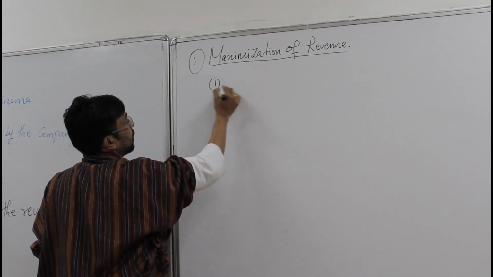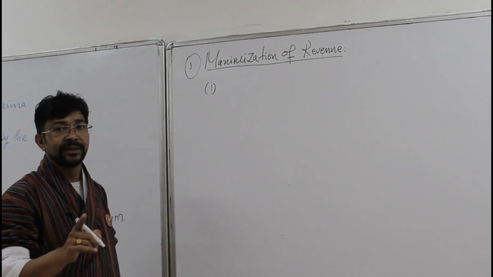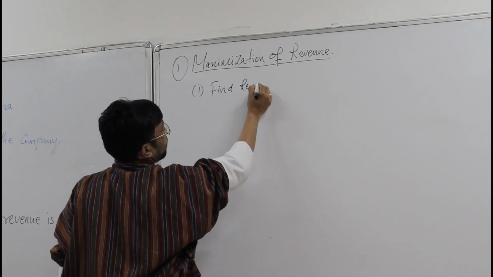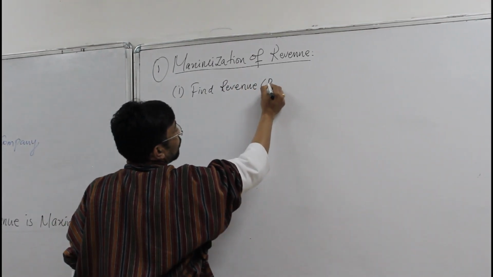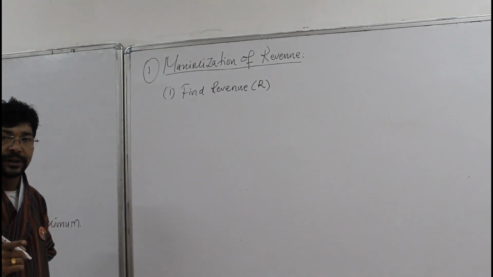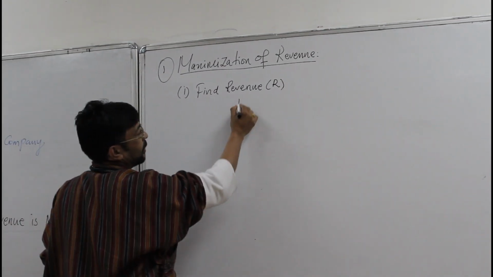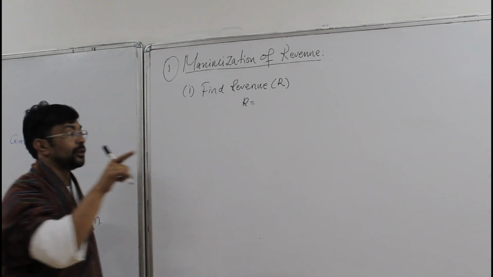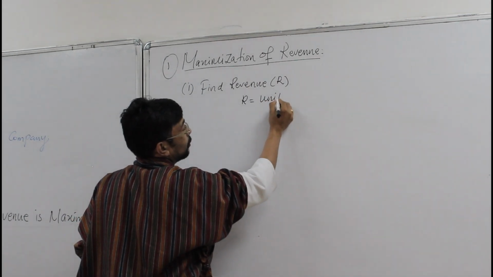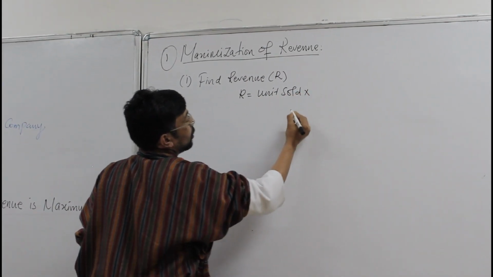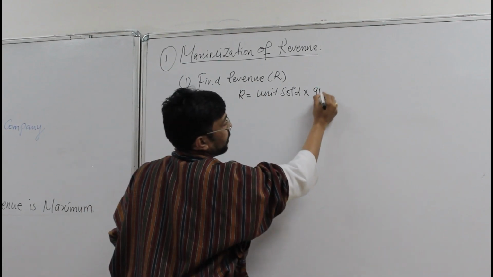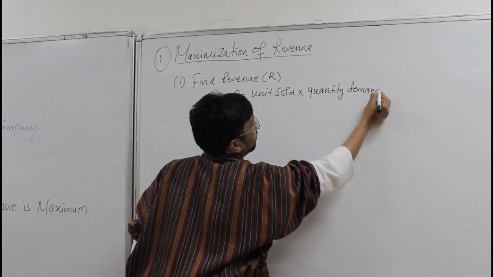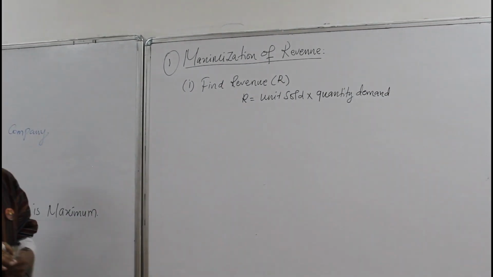So step number one: if your demand is given, find the revenue R. You have already learned how to find revenue. If the demand function is given, your revenue R is equal to units sold into quantity demanded, or the demand function.